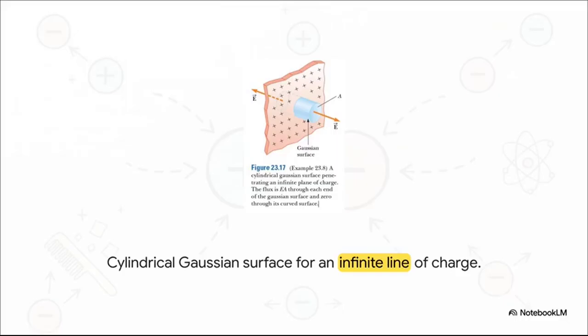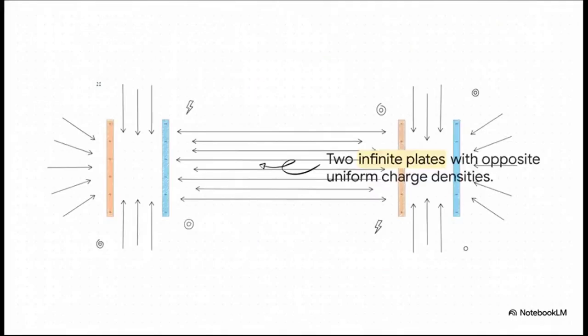Let's see how this builds into a real application. Imagine we have an infinitely long wire of continuous charge. To find its field, we just wrap an imaginary cylindrical Gaussian surface right around it. Gauss's law magically simplifies the math. Because of the cylinder's perfect symmetry, we find that the electric field for an infinite line drops off steadily, exactly as 1 over r.